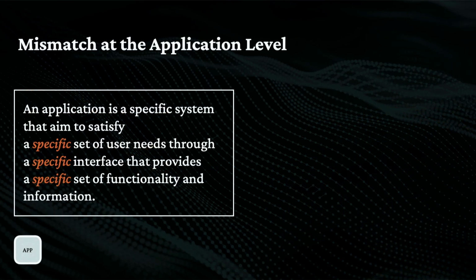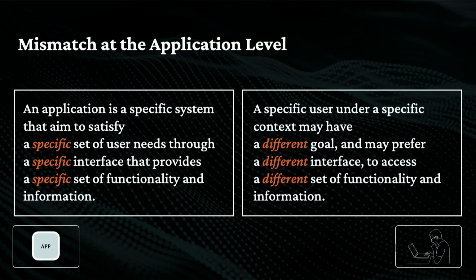So if we step back a little bit and look at what the mismatch is, basically an application, or maybe even a web page, is a specific system developed by a specific group of developers. They develop an understanding of what they think the user would need, and they're correct for the most part. And they propose this specific user interface that contains specific information and provides specific functionality. A user, under a very specific context, may actually have a slightly different goal, right? They may want a slightly different interface, and different pieces of information and functionality.